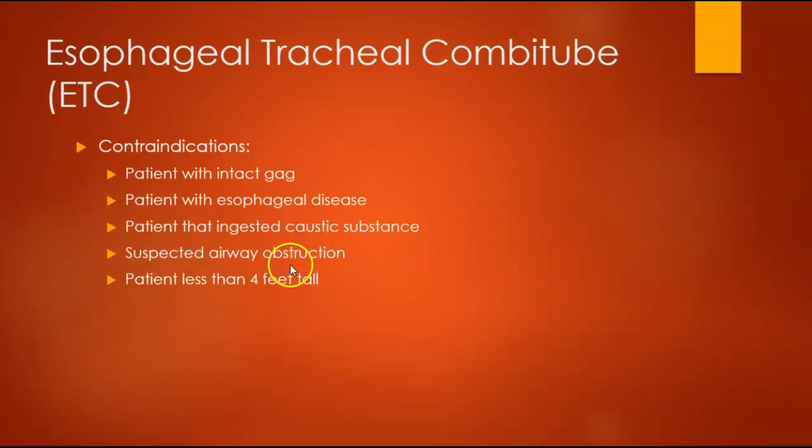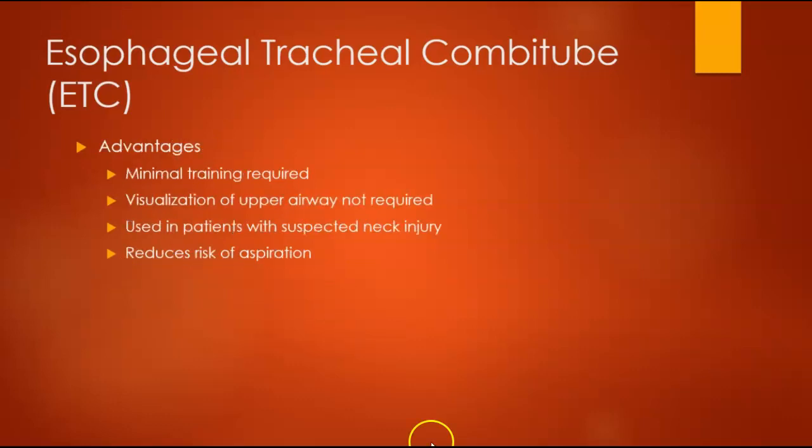If you suspect an airway obstruction, meaning like a foreign object in the airway, you would hesitate to use these because this could push that further down where you don't want it to be. And combi tubes can't be used on anybody less than 4 feet tall.